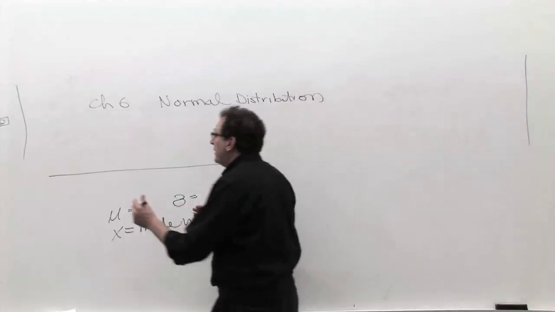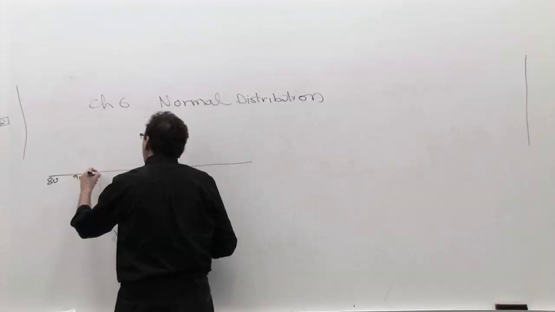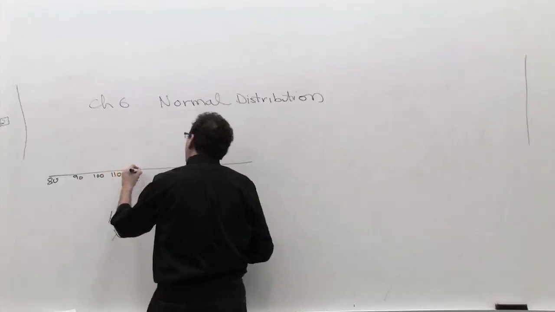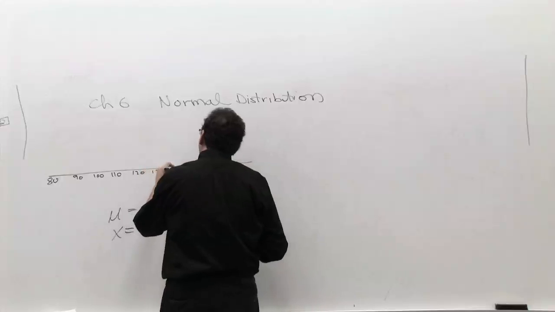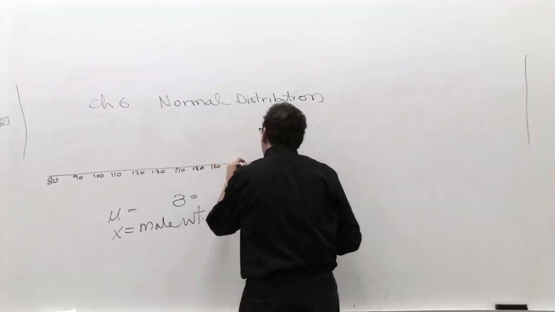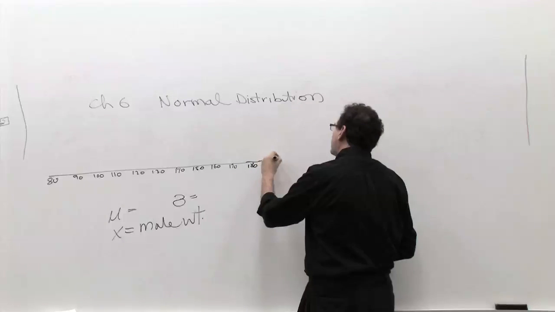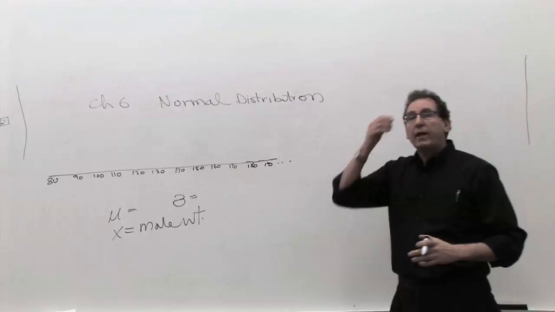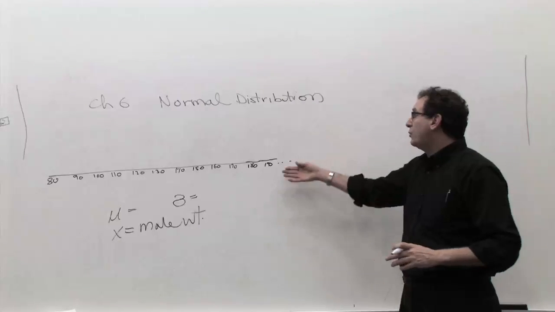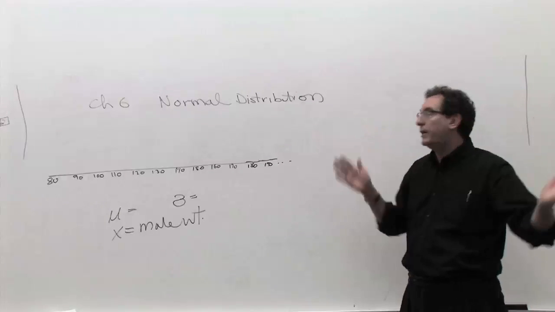So I'm going to start with the lowest number, let's say 80, so 80 to 90, 90 to 100, 100 to 110, 110 to 120, 120 to 130, 140, 150, 160, 170. And there's really no limit: 180, 190, until we run out of numbers. Now, if somebody's 400 pounds, I wouldn't call that a healthy person. So let's say it stops at 300 pounds, or 320, I don't know.